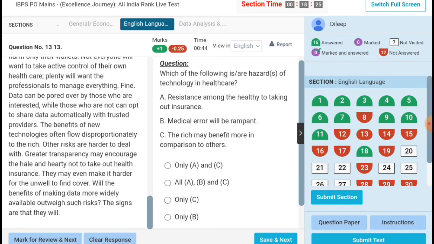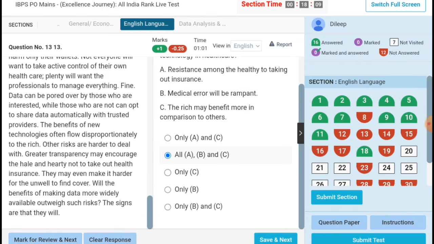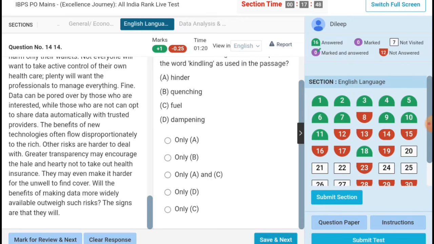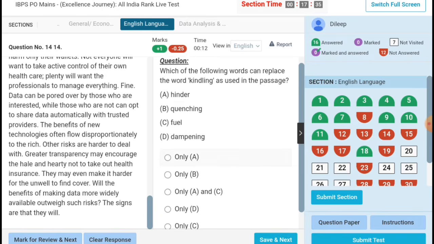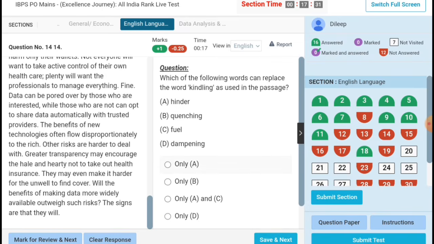Have to take out resistance among. Greater transparency may increase the hale and hearty. Not to take out. Next. Greater transparency may increase the hale and hearty. So kindly.